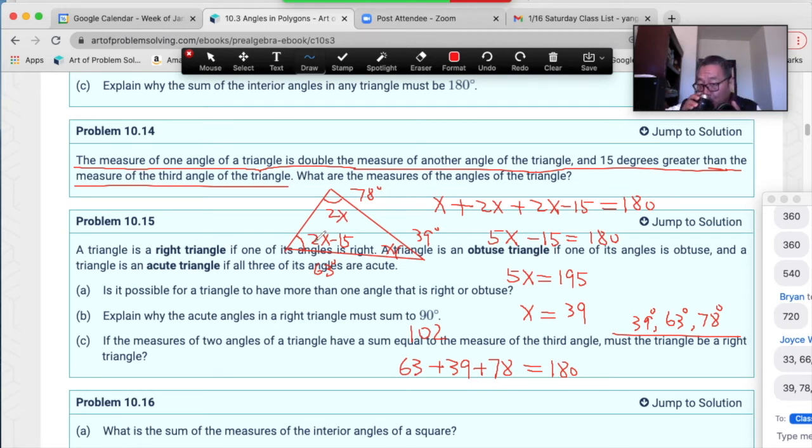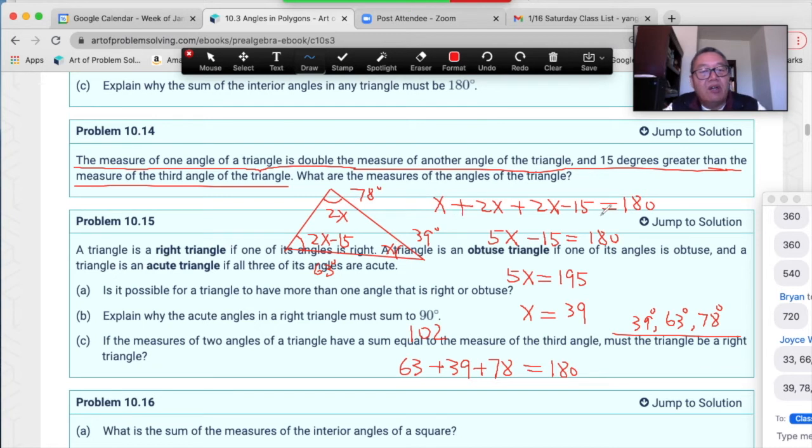But if you don't want to do that, you still can just mark this one as 2x. This one should be 2x minus 15. But it looks like that doesn't make sense. But what you draw is not to scale. Then that still can help you understand this problem.